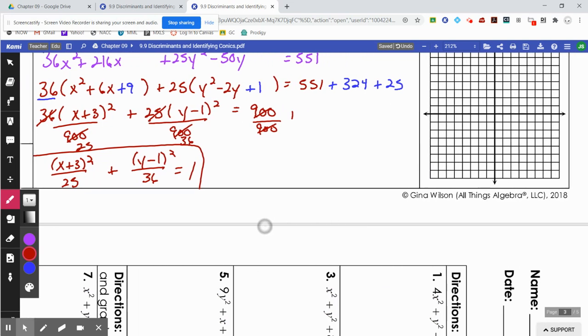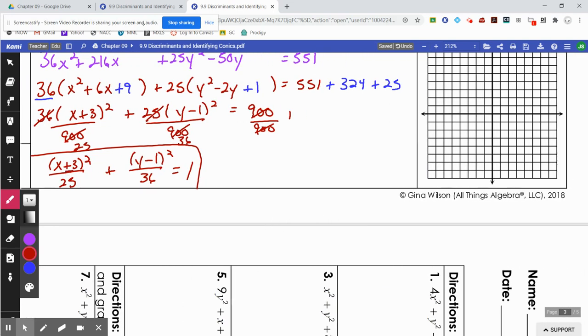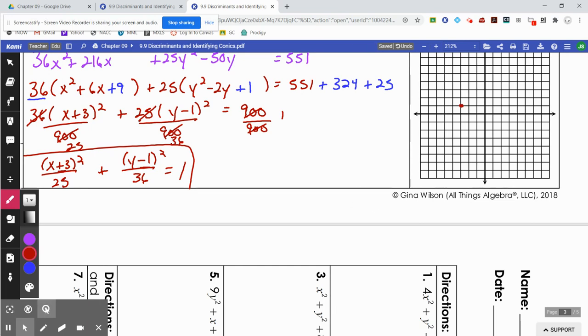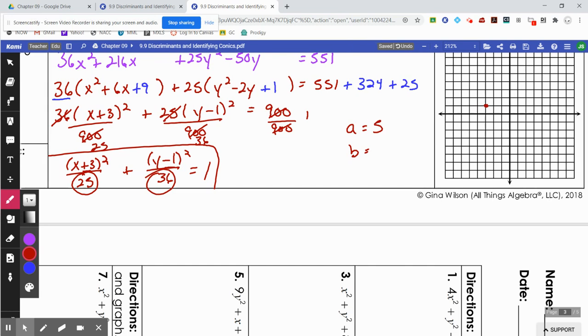Let's go ahead and graph it. The center has been shifted left 3, up 1. So there's your center at negative 3, 1. Your a value, since a squared is right here, 25, that means your a value is 5, and your b value is actually right here. Actually, I've got these flip-flopped. Your a value is the larger value. It's right here, which is 6. Your b value is smaller, which is 5.